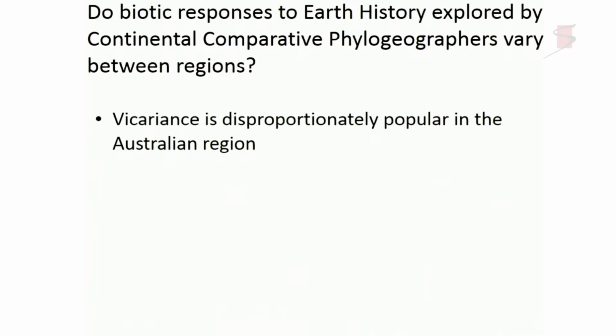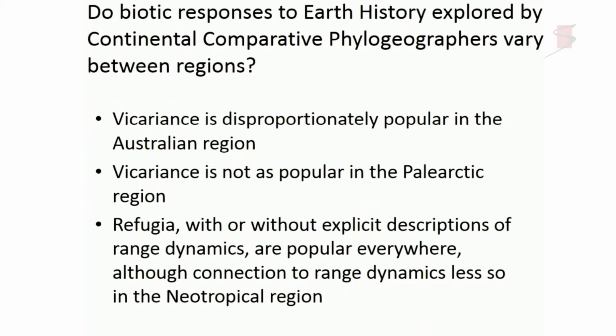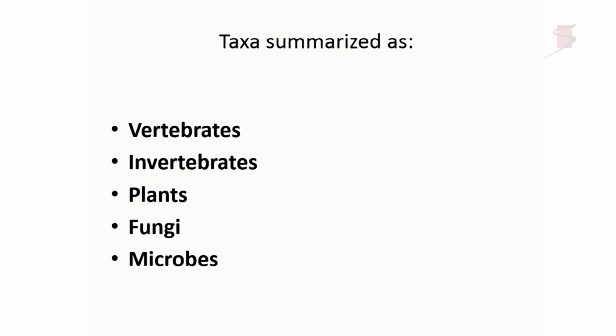so to summarize that, vicariance is disproportionately popular in the Australian region. It's not as popular in the Palearctic region. And refugia are popular everywhere, but not really connected to range dynamics as much in the neotropical region. It's kind of interesting. Taxa that are being explored by comparative phylogeographers.